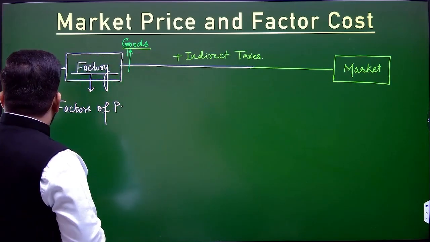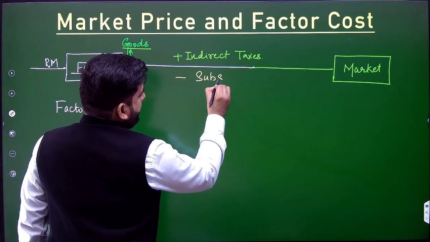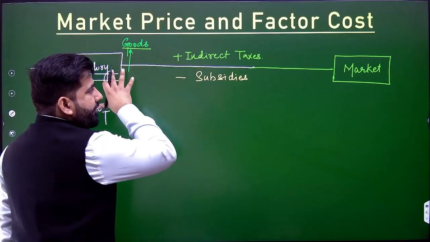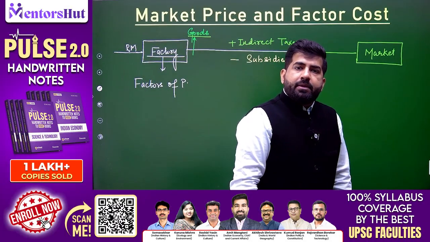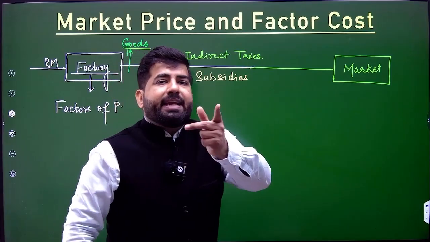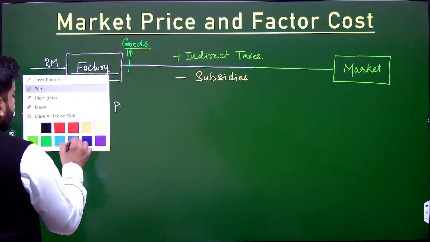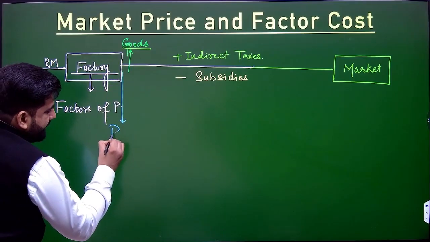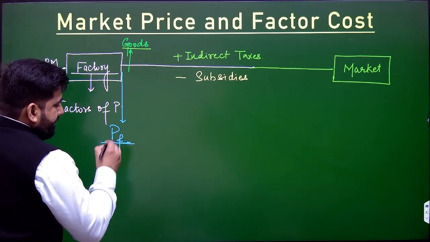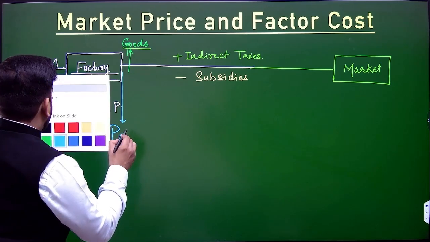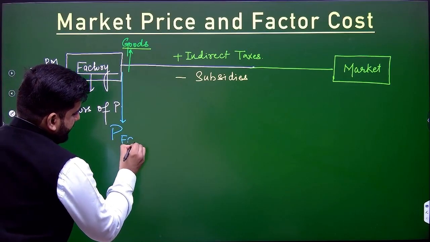But for certain goods, the government provides subsidies also. Okay, fine, the goods have been produced at this rate, the indirect taxes have been added, but the government provides some subsidies also. Clear? So now you see you are getting two prices. One price you are getting at the factory stage. This is known as the price at the factory stage, the factor cost. Clear? The price at factor cost. Are you getting my point?